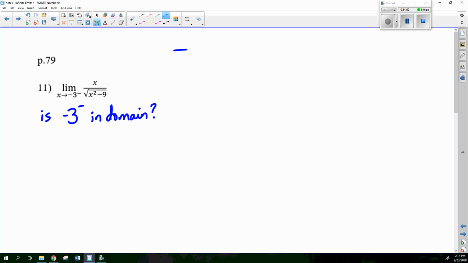On a number line, here's negative 3, here's negative 4. I'm talking about something really close to negative 3, but from the left, like negative 3.000001. If I square that, it'll be bigger than 9. So 9 minus something bigger than 9 is positive, and I can take the square root of a positive. This is in the domain, so I can try direct substitution. And that's where we saw in class that we got negative 3 over 0. And now we know that that is definitely not okay.